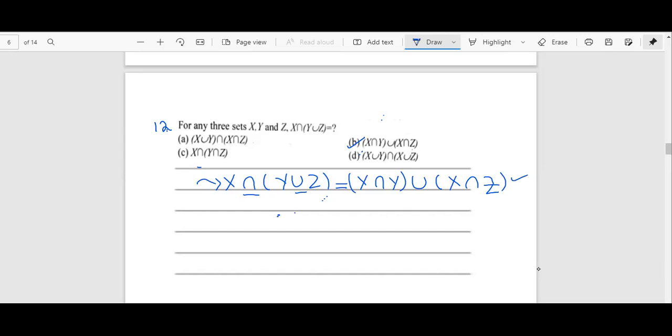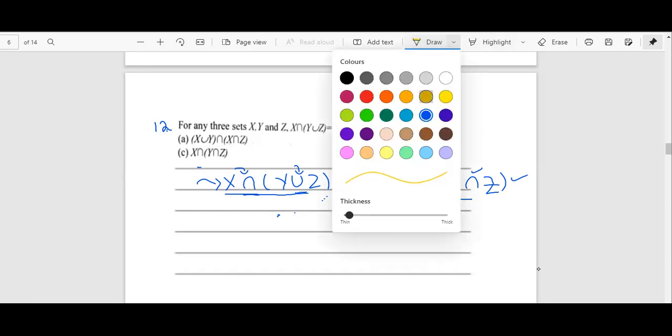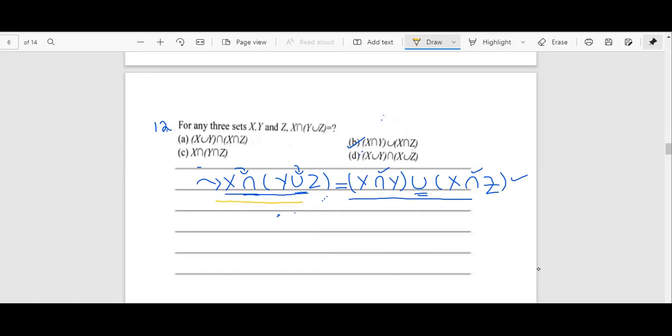Since we can rewrite this set like this, the union sign is going to come here, and the intersection sign would come here and here, right? So B is going to be the answer. We know this mathematically, that since this set can be defined this way, obviously B is the answer.